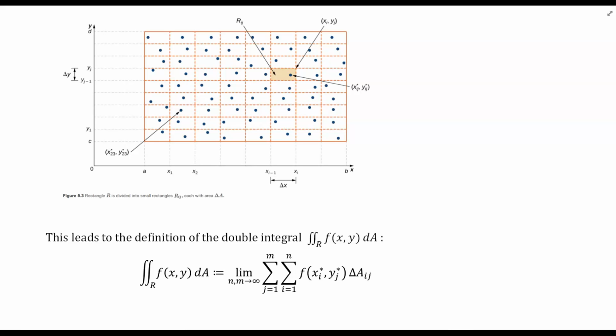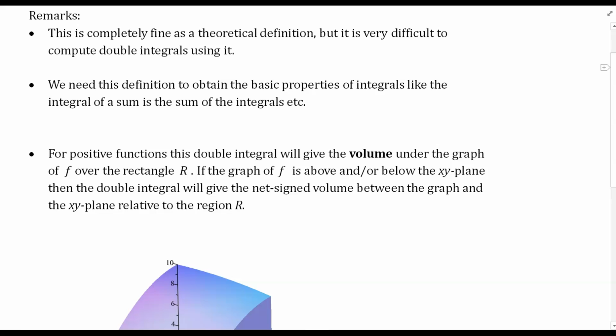It's a definition defined in terms of a limit, right? Derivatives and definite integrals are limiting processes. A couple remarks about that. The definition is great, theoretically it's the correct thing, but it's very difficult to compute double integrals using it. We're going to see that we compute those using Fubini's theorem and iterated integrals.